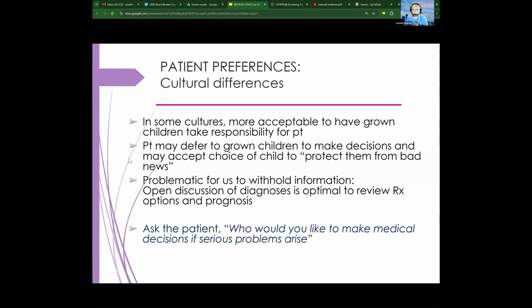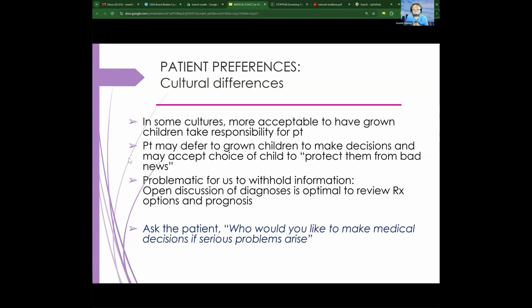Other contextual features would be cultural differences, and practicing in the greater Seattle area, you've likely taken care of a wide range of people from different backgrounds. In some cultures, it is more acceptable to have grown children or others in the family take responsibility for a patient. And so a patient may defer to others, to their children or to a matriarch or a patriarch, to make decisions for them, or even to have them be informed of a serious condition and not inform the patient themselves in order to protect them.